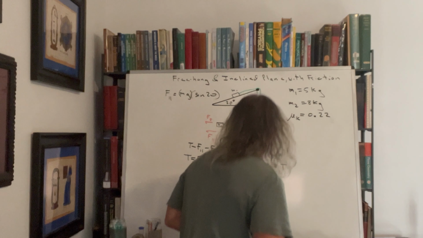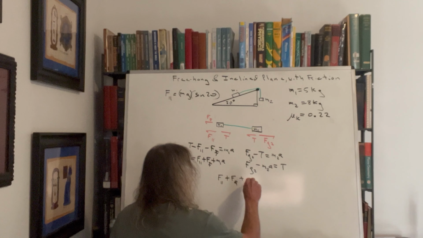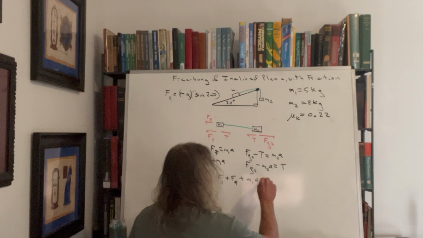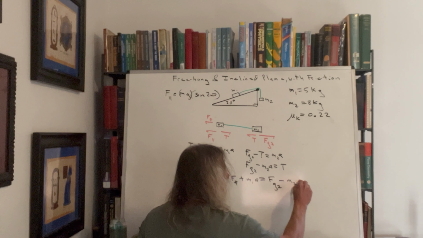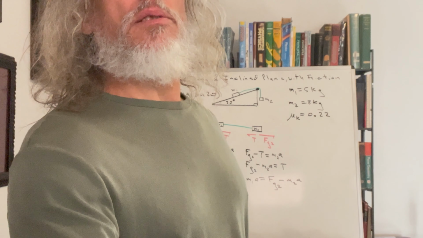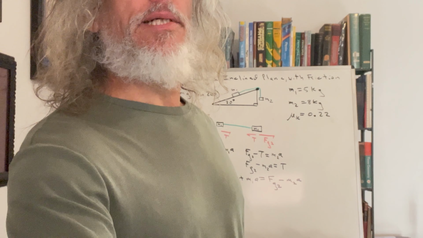So then we've got F parallel, force of friction, M1A, equals force of gravity, M2A. And then we're going to be finding in this number 10 here, acceleration and tension in the string.